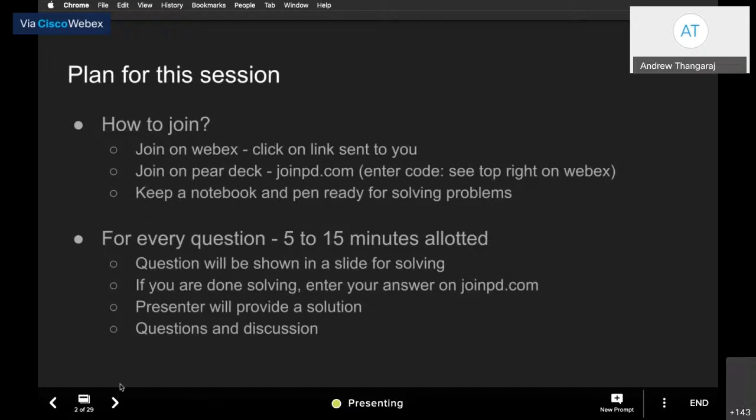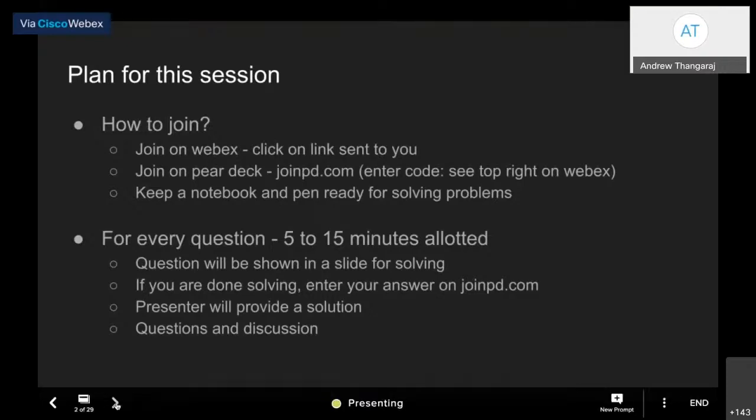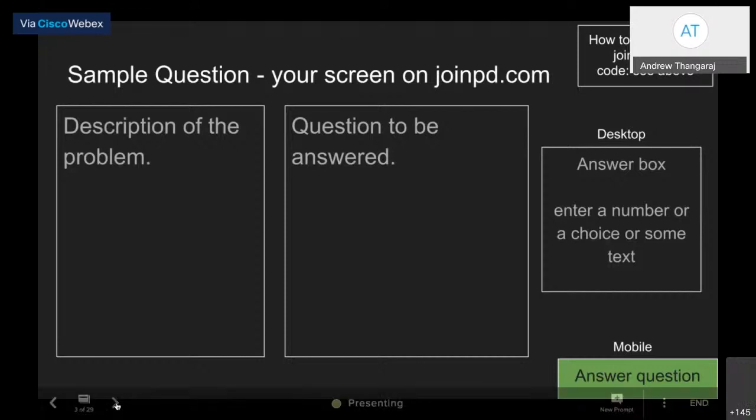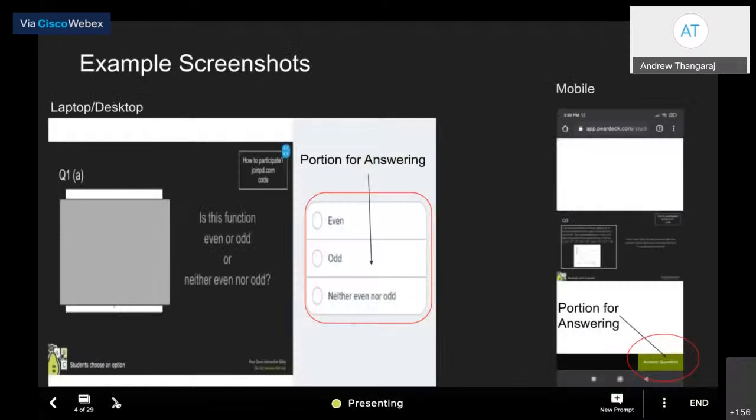To make sure that everything is working properly for people and they are able to answer correctly, there is usually a test question. Just to tell you briefly how your screen should look on joinpd.com, you should see a box which describes the problem, a box where the question would be, and then a box for answering the question. Not on the screen. When I show you a problem, it will come like that. So I'll quickly show you some screenshots of how things will look.